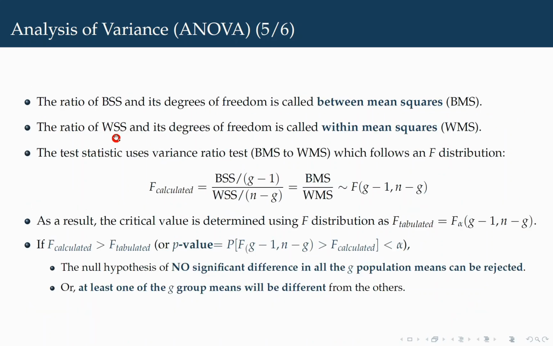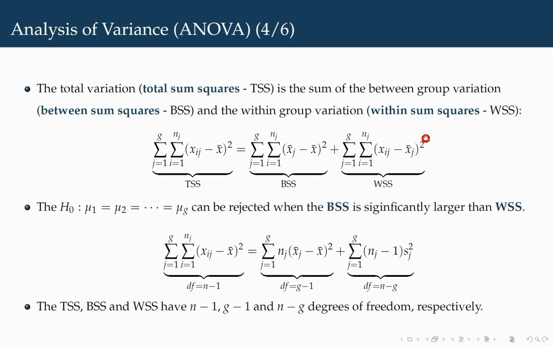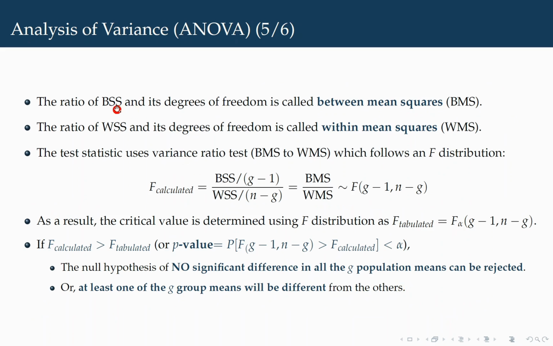Similarly, the ratio of the within sum square to its degrees of freedom is called within mean square. So this within sum square divided by the degrees of freedom n minus g is said to be that of within mean square. So the ratio of the between sum square to its degrees of freedom is called between mean squares, and the ratio of the within sum squares to its degrees of freedom is called the within mean squares.